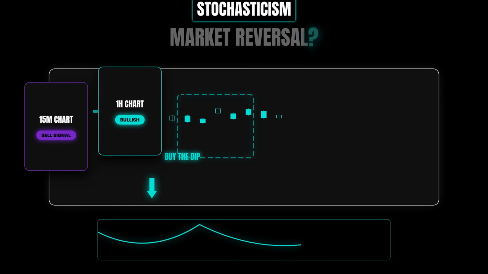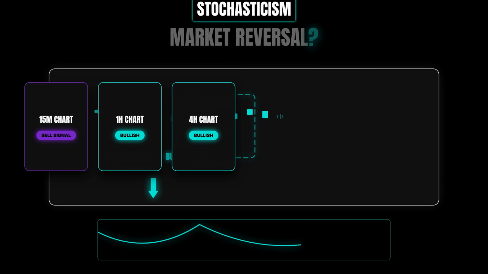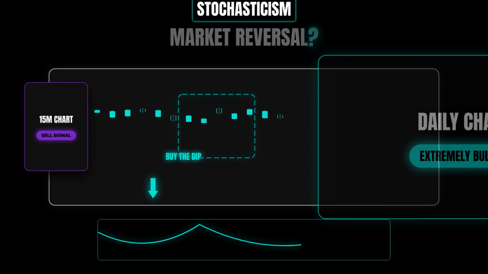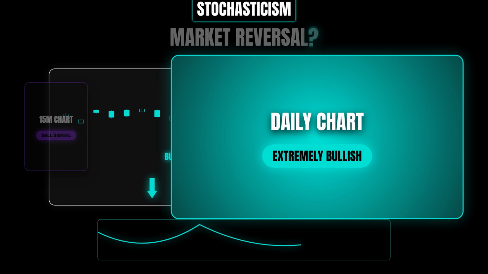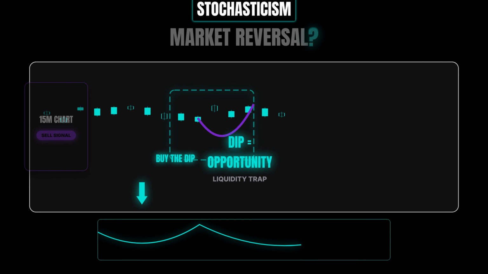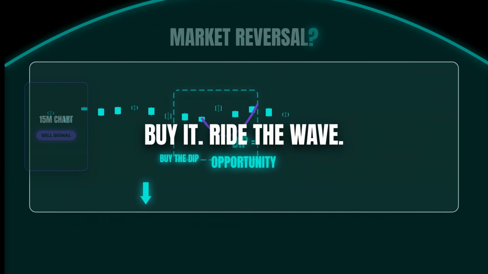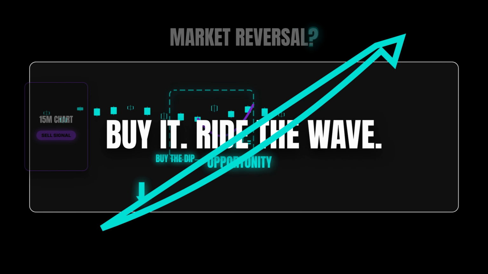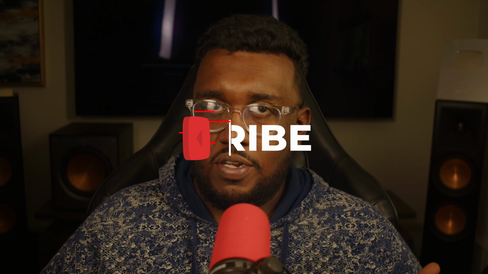As you guys know, if you're looking at a 15-minute chart and you see a sell signal, but the 1-hour chart, the 4-hour chart, and the daily chart are all extremely bullish, you know you're going to be looking at a dip with an opportunity to buy that lower move, maybe a liquidity trap, whatever. Buy it and ride that wave on, because the momentum is going to drag it back up whether it wants to go up or not, unless there's some type of crazy news, of course.